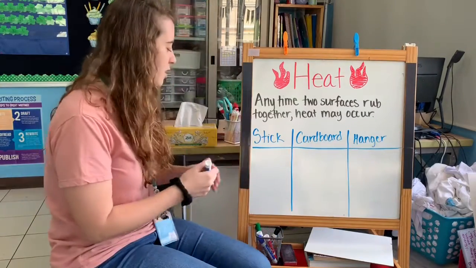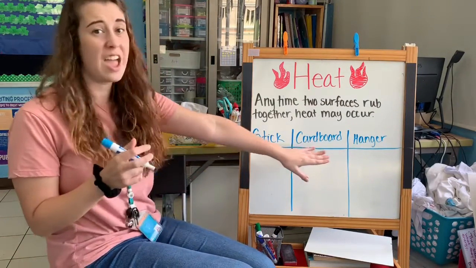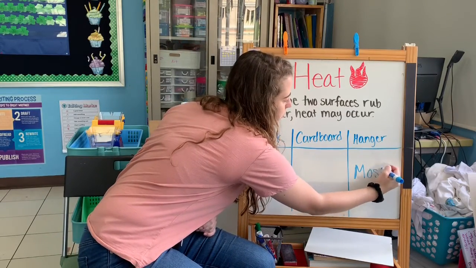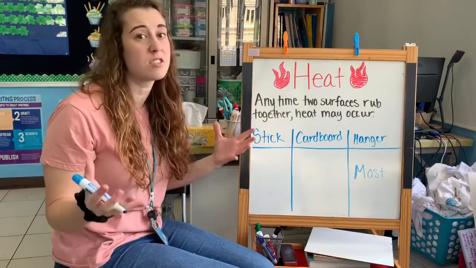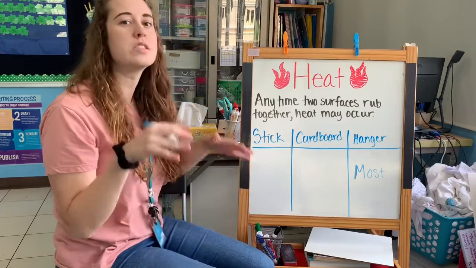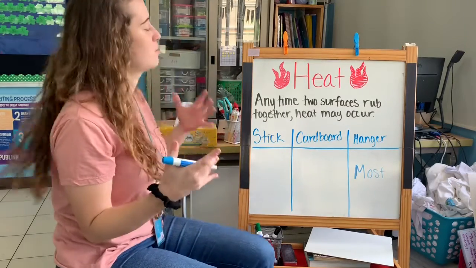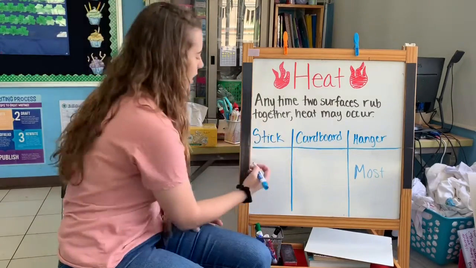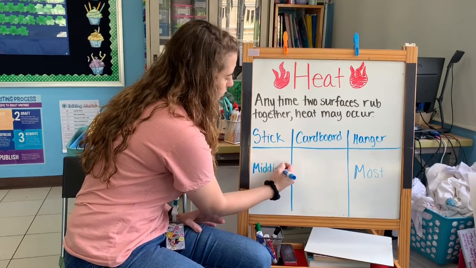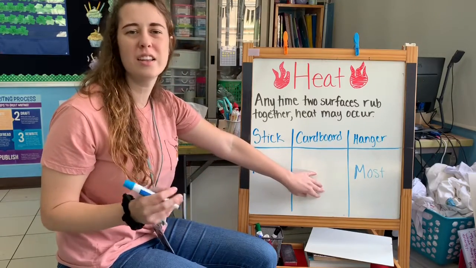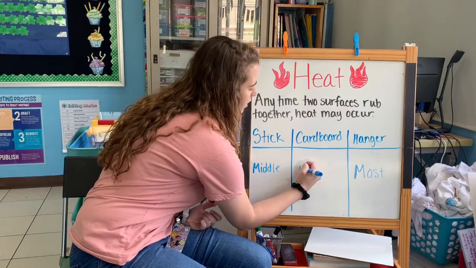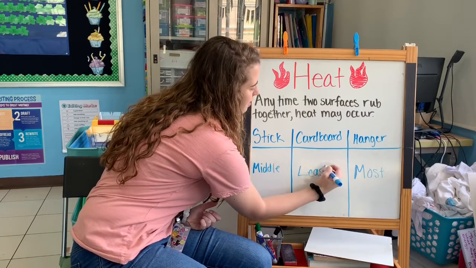So I'm going to fill out my chart here. The hanger has the most heat because it was the hottest and the hottest for the longest amount of time. It's still pretty hot. The stick was the middle. It was hot, and it was hot for a long time, but not as much as the hanger. So I'm just going to write middle. And the cardboard, it got a little warm, but it wasn't too hot. So I'm just going to put least, because it had the least amount of heat.